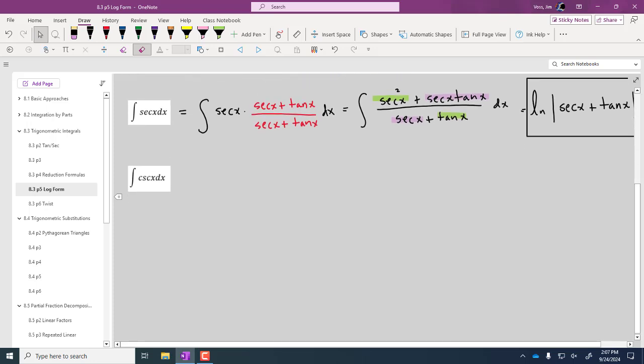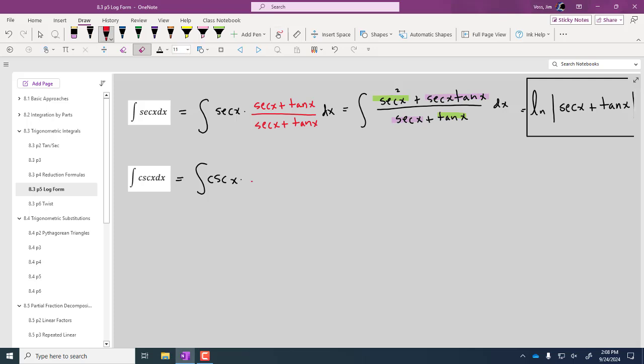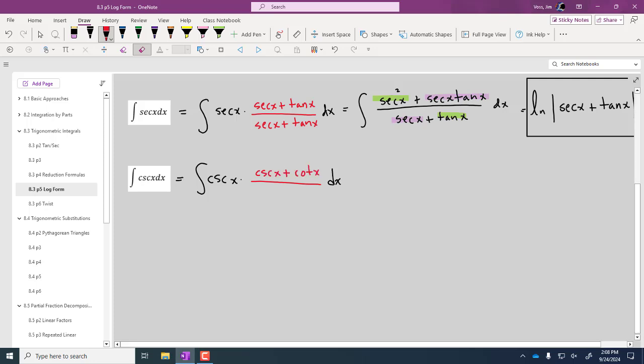Let's take a look at cosecant. Cosecant's a little more complicated. So we do need to multiply by 1. And what is the derivative of cosecant? Negative cosecant cotangent. And so you can do a similar thing. I'm going to use the cosecant and the cotangent for sure, but I'm just going to put a plus. You could do a minus and a minus, minus cosecant, minus cotangent. That will work.